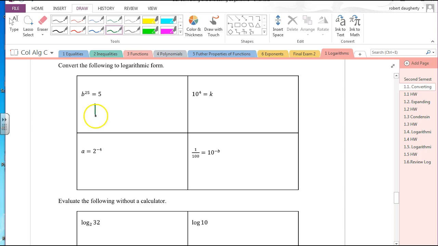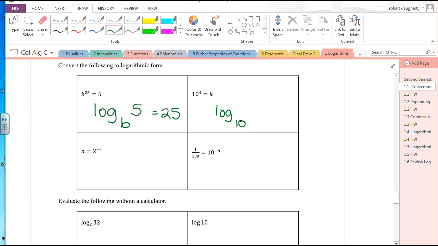So to write this in log form, this is log base what? Log base b. When I write in logarithm form, where am I going to put my exponent? Other side of the equal sign, I'm going to write a 25. What's the only other number I haven't written? 5. Log base b of 5 is equal to 25. This means that b to the 25 equal 5. That's the original equation. What's the base here? Log base 10.